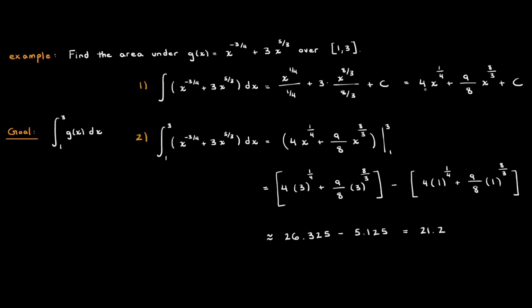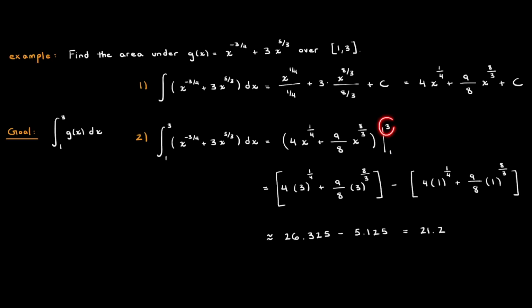And you'll get 4 times x to the 1/4 plus 9/8 times x to the 8/3 plus the constant of integration. And now we can go ahead and evaluate the value of the definite integral from 1 to 3 of g of x dx as just taking any particular antiderivative. In this case, I'm just going to set c equal to 0 because I can take any antiderivative. And I want to evaluate this antiderivative from 1 to 3.